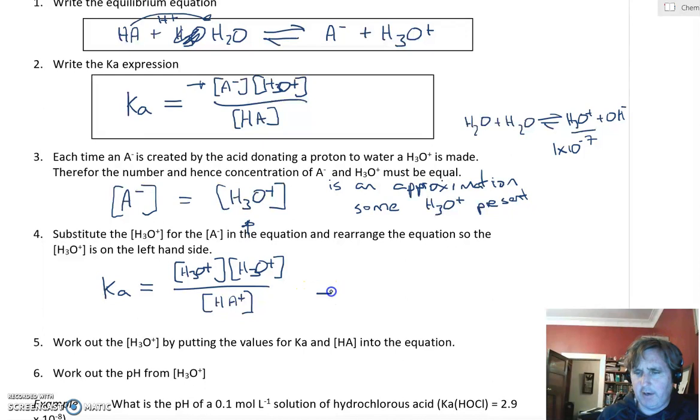Now this simplifies, it becomes H3O plus squared over HA.